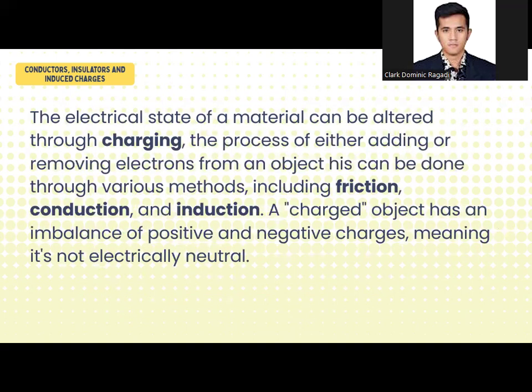Okay, so the electrical charge of a material can be altered through charging. The process is either adding or removing electrons from an object. This can be done through various methods, including friction, conduction, and induction. A charged object has an imbalance of positive and negative charges, meaning it's not electrically neutral. So let's talk about charging.